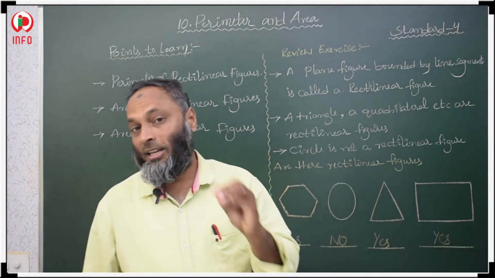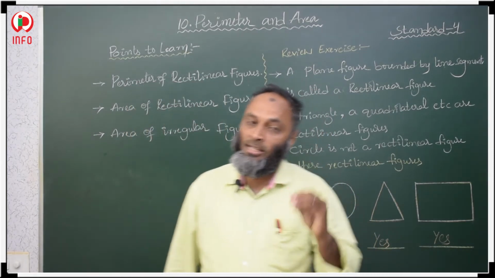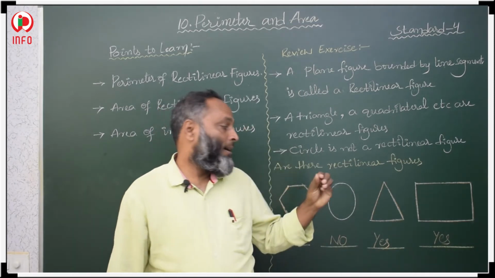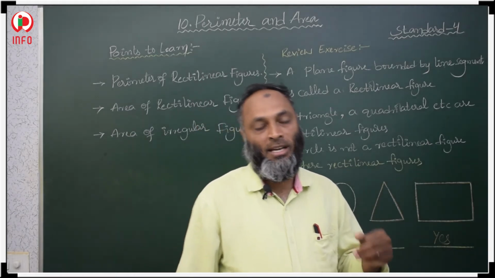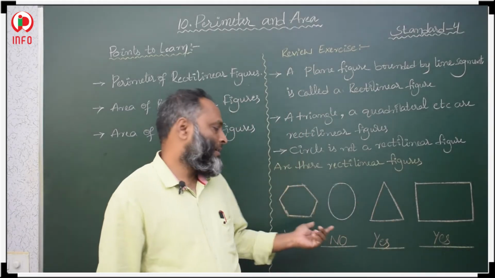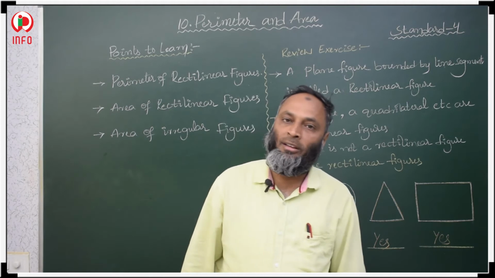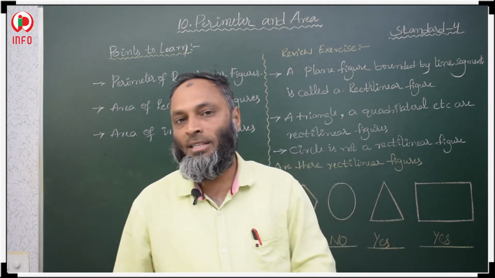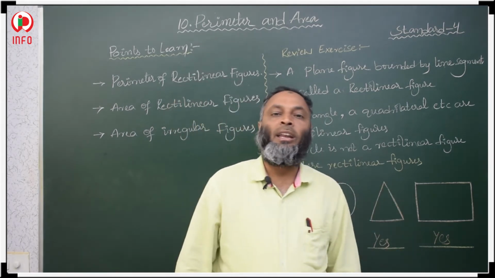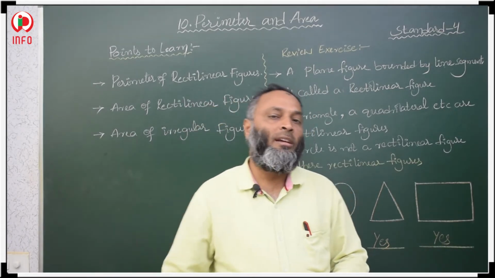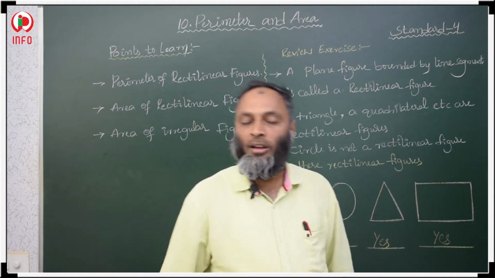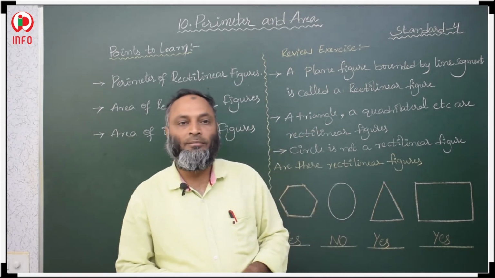So rectilinear means, understand? Rectilinear means a closed geometrical figure which is bounded with straight lines, that means line segments. So they are rectilinear figures. If they are bounded with curved lines, they are not rectilinear figures. Okay, this is the difference between rectilinear and non-rectilinear figures.